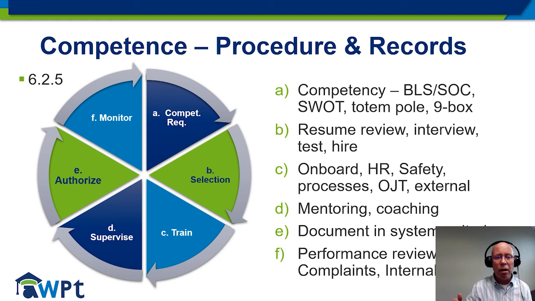Now, when you want to onboard somebody, what you're going to do is look at resume reviews, interviews, maybe testing, and then you bring them on to hire. Then in C, you have an onboarding process. This is the coaching, teaching, mentoring part of it, from HR, from safety, from the processes in the laboratory, the support processes, on-the-job training, maybe bringing some external trainers to come in to do some work. The D is the supervision component of it, which is mentoring and coaching. E is documenting it in the management system. That's authorizing people to do what you say that they're competent to do. And then F is the ongoing monitoring, which is looking at performance reviews, proficiency testing, interlab comparisons, complaints, internal audits, and so on and so forth. So these are just describing that that's a procedure, and that meets the intent of 17025.